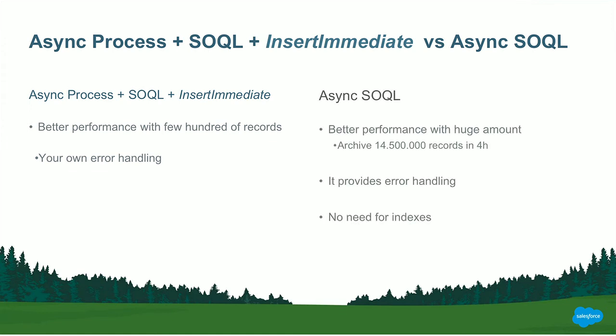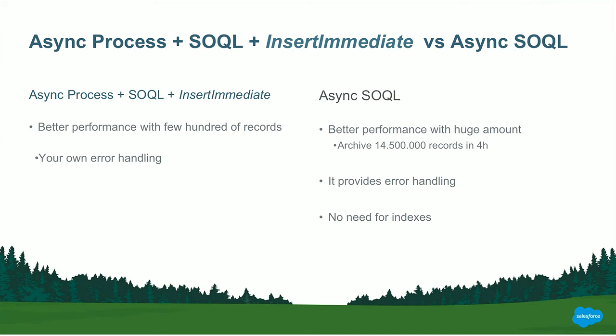With Async SOQL, the performance is much better. I gave it a try with 14.5 million records, and I was able to archive them in 4 hours. And it was like 2 years ago, so now probably it will go faster. It provides error handling, the background operation result object. Maybe it doesn't give you the best information that you need, but at least it's there. You don't have to create your own one.